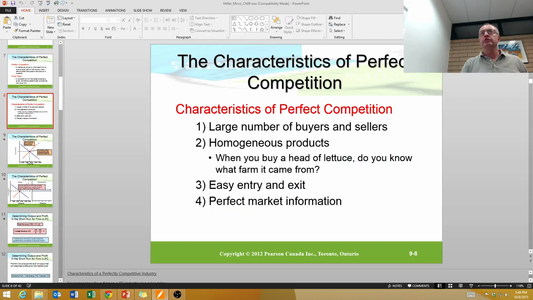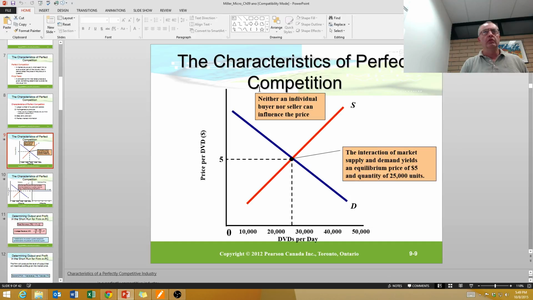Okay, let's move on. Okay, so this is the industry. So we saw earlier in the course that in equilibrium, the equilibrium price and the equilibrium quantity are set by the intersection of the industry supply and demand curves. So this holds true in perfect competition.